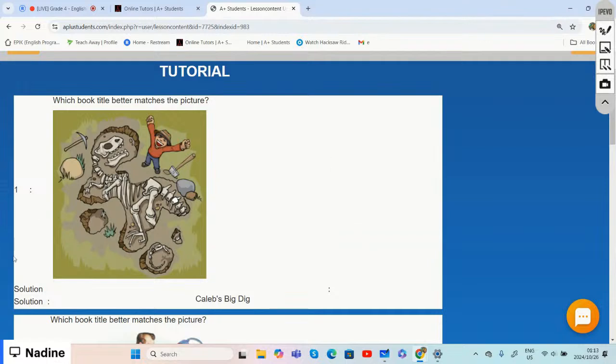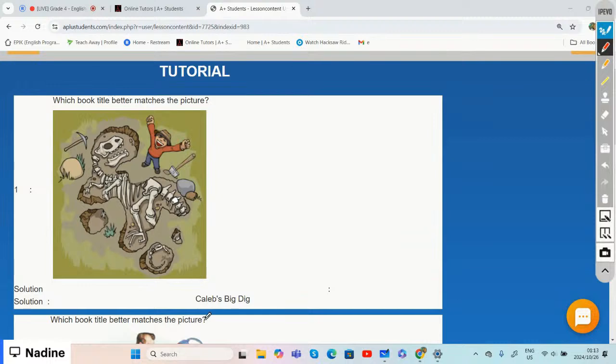And if we look at the title as well as the picture, we can say it is Caleb's Big Dig. And even if we look at the title, the thing that was so big that he had to dig up was the dinosaur.